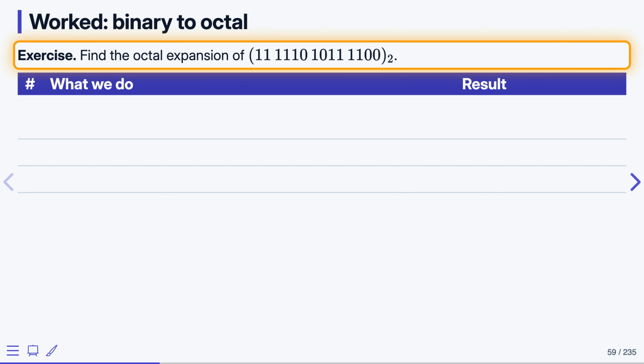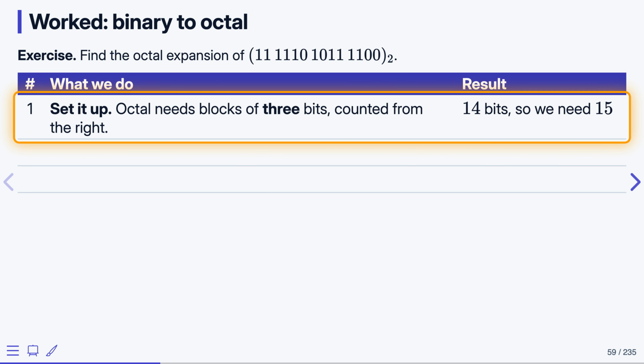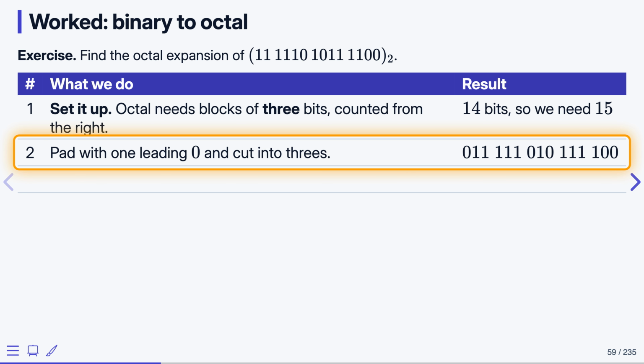Let's find the octal form of a long binary number. Step 1. Set it up. Octal needs blocks of 3 bits and we always count from the right. Our number has 14 bits, which is not a multiple of 3. The next multiple up is 15. Step 2. So we pad a 0 on the front, then cut the bits into blocks of 3. We get 0, 1, 1, 1, 1, 1, 0, 1, 0, 1, 1, 1, 1, 0, 0.